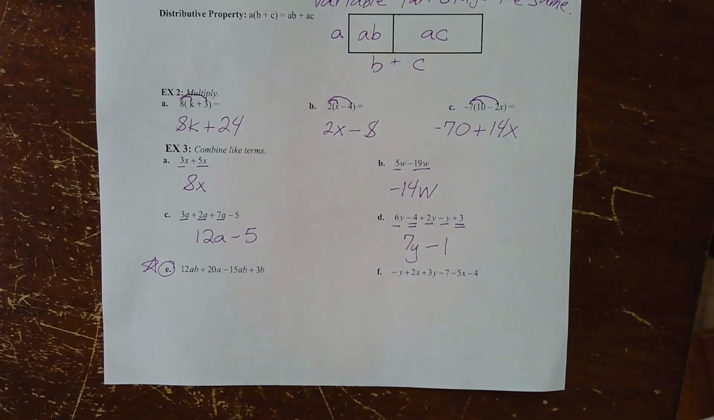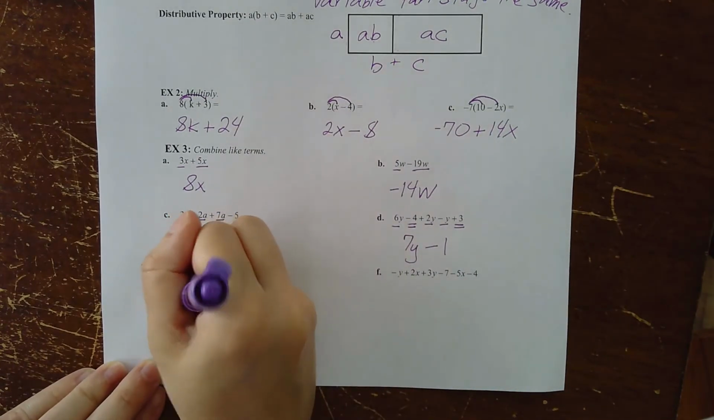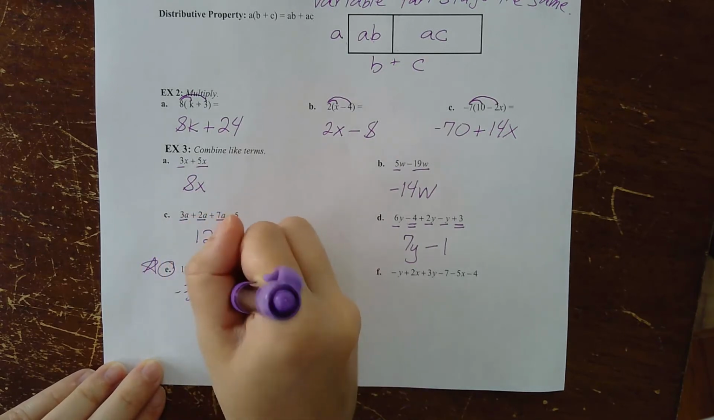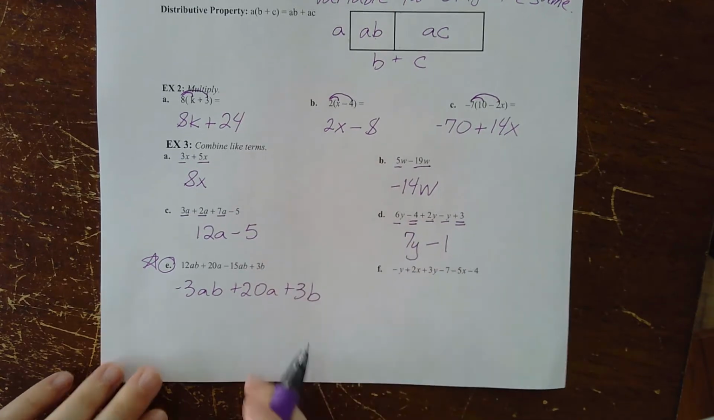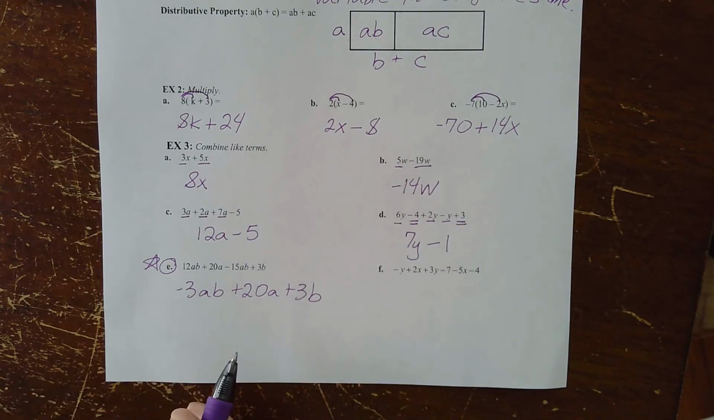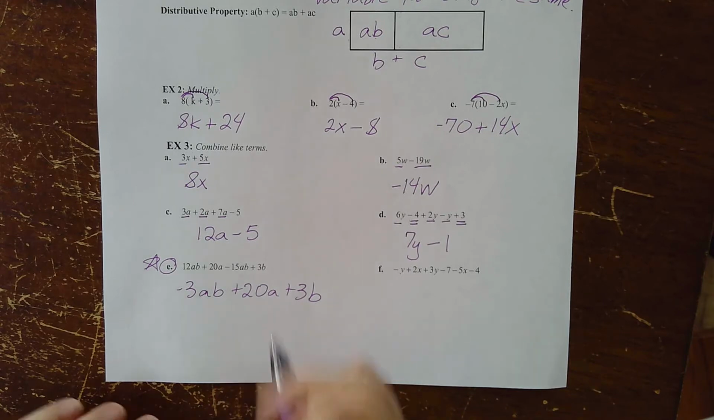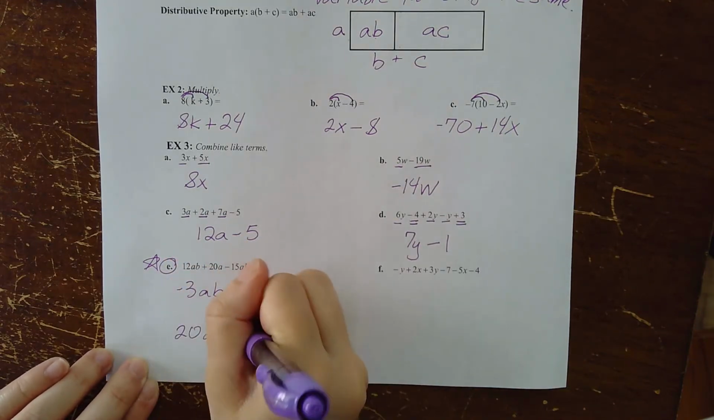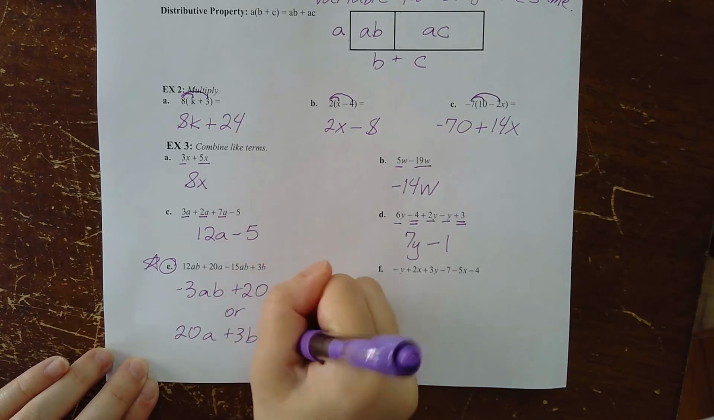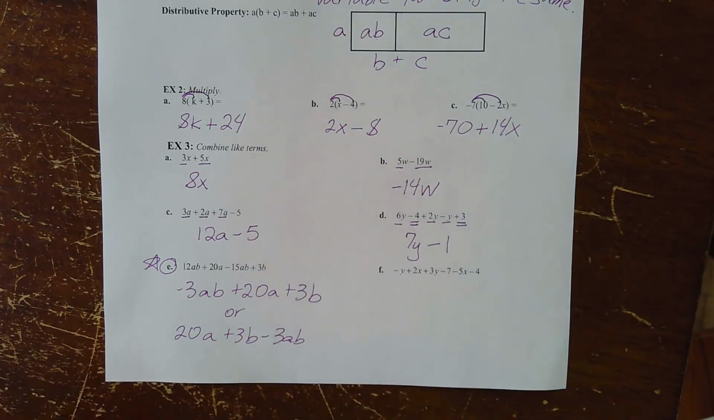You should be getting negative 3ab plus 20a plus 3b as an answer. And if you have those terms in a different order, you're still right. So you could have written that in another order. Maybe you have 20a plus 3b minus 3ab, for example. The nice thing is that commutative property, again, where you can add things in a different order, and it's still the same sum. So you can rearrange your terms, and you're still correct.